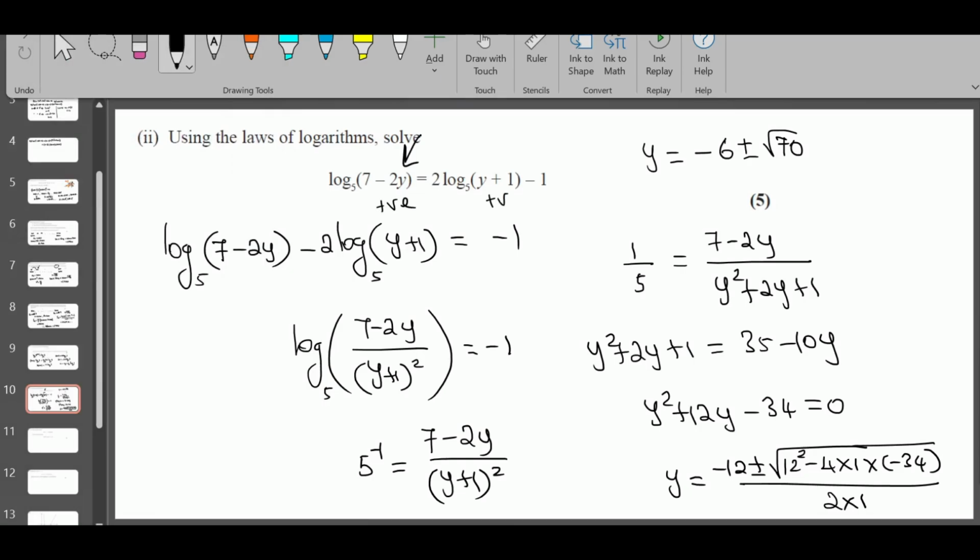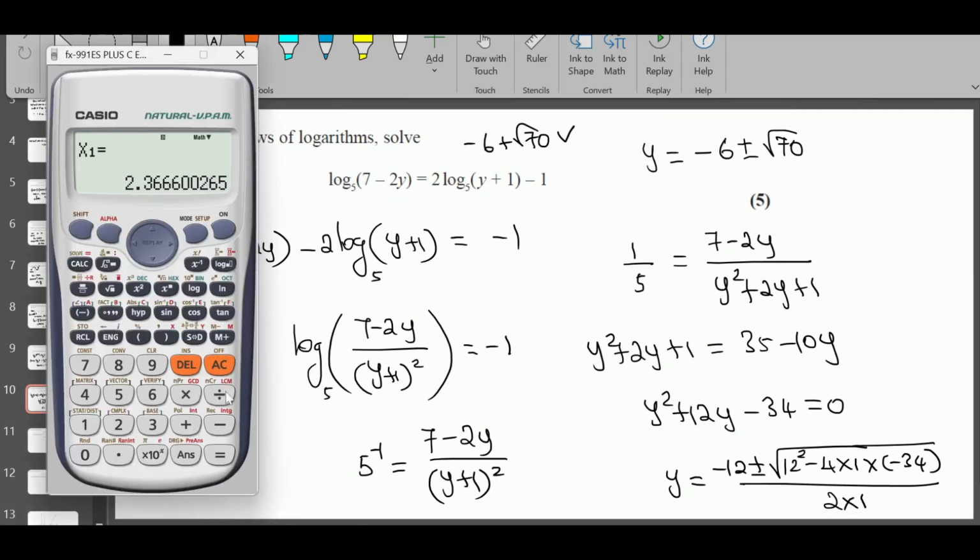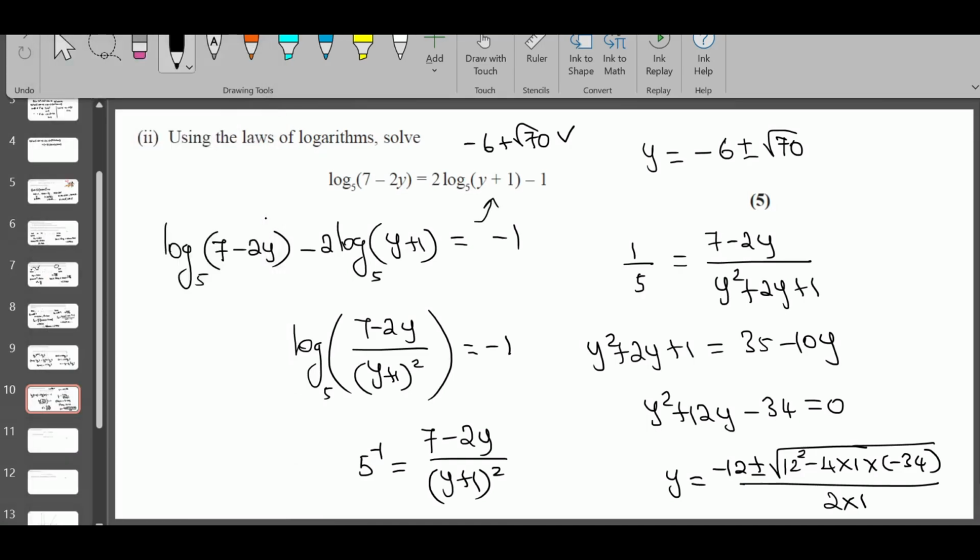This is also positive. So that's one solution. Minus 6 plus square root of 70 is a solution. And then the second one is minus 6 minus 7, that's a negative number, minus 14. The moment you sub in here, you get a negative logarithm. As long as one logarithm is negative, it's not a solution.